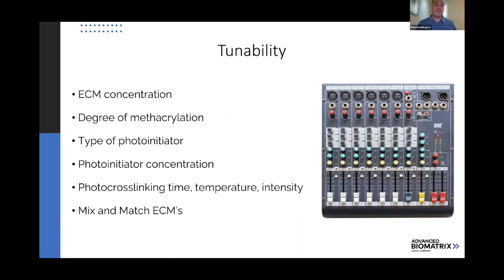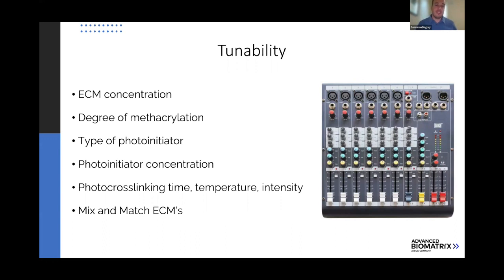So the gelatin, for example, the photogel, you can concentrate that from 1% to, I wouldn't go much higher than 20%, but you can go higher. 1% to 30%, we'll say. You get this huge range of concentrations. We can look at the degree of methacrylation. So the GelMA has two different options, high and medium methacrylation. How does that affect the stiffness of the environment?